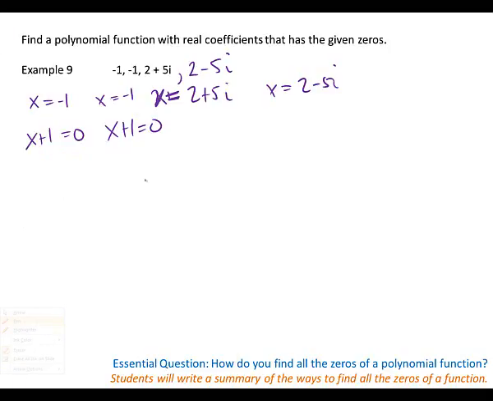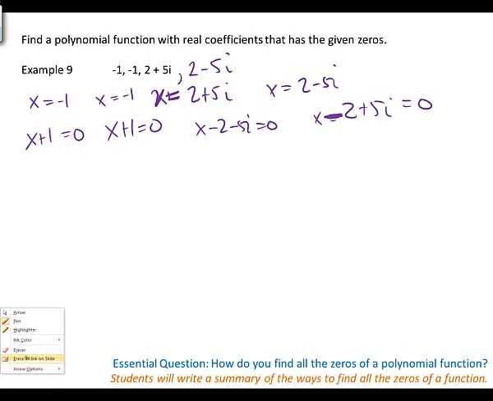Okay. All right, and then how do we move the 2? Subtract. Good. And how do we move that first 5i? Subtract. Again, we subtract the 2. And then how do I move the second 5i? Add. Okay. Make sure you get it all written.